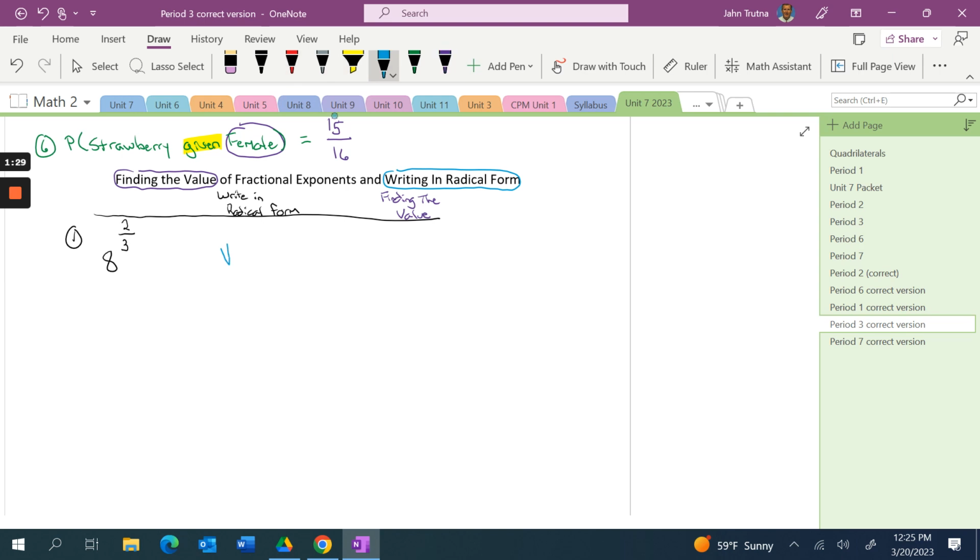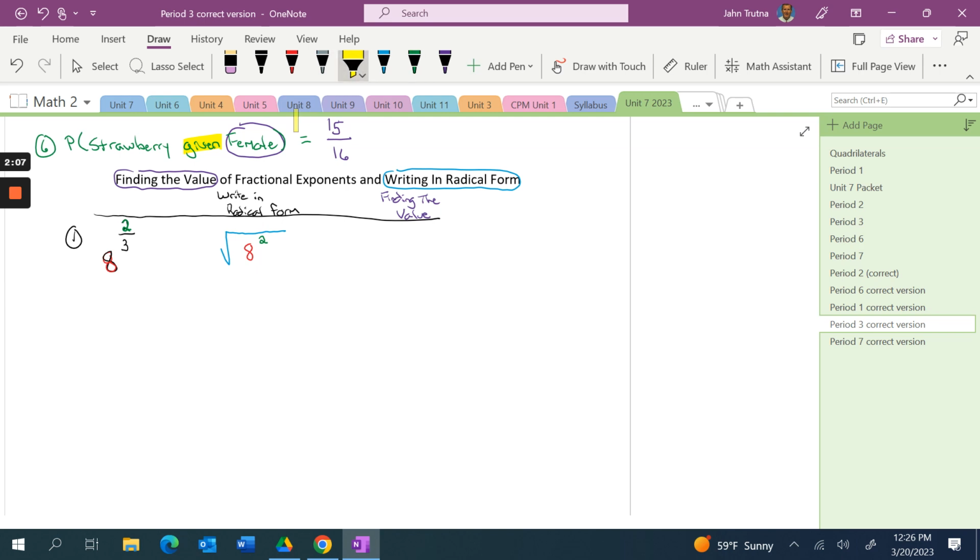Okay, first one, 8 to the 2/3 power. So here's how you put it in radical form. You draw that symbol right there, which is what is known as the radical. You take the base, which is the 8, whatever is in the base of the exponent, and you put it inside the radical symbol. So far, so good. Then, whatever is the numerator of the exponent, which I am putting in green, that becomes the exponent for the 8. So inside the radical symbol, you're going to have 8 to the second power.